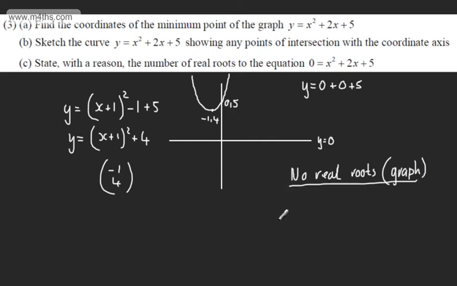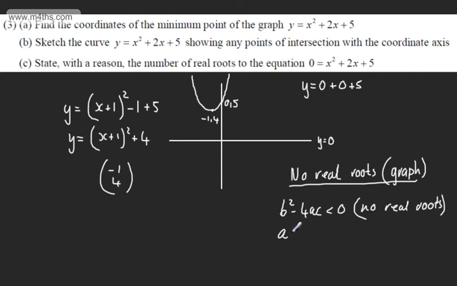The discriminant, when a quadratic is in the form ax squared plus bx plus c equals 0, is given as b squared minus 4ac, and if this is less than 0, there are no real roots. So all I need to do is evaluate the discriminant. So two possible methods that you could use to show now that this has no real roots.